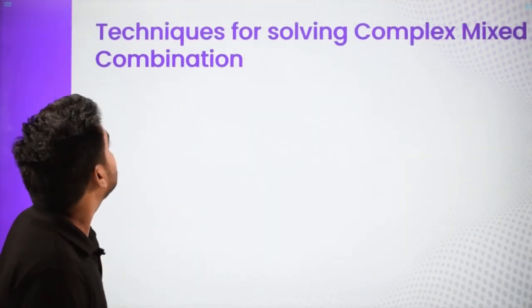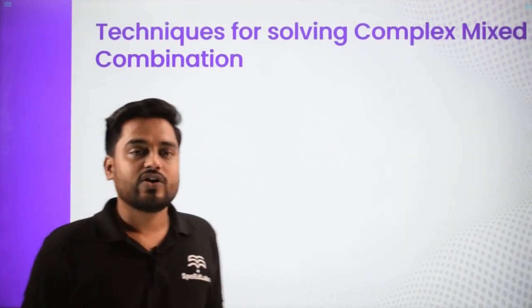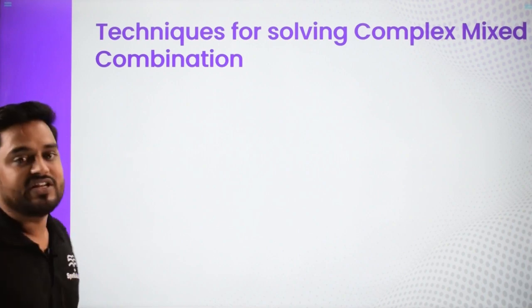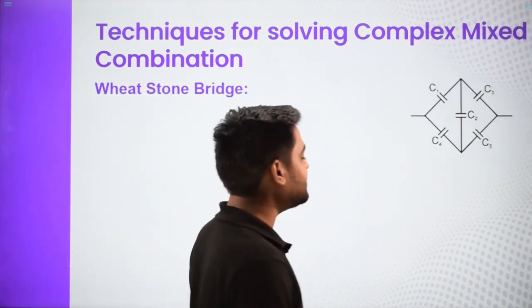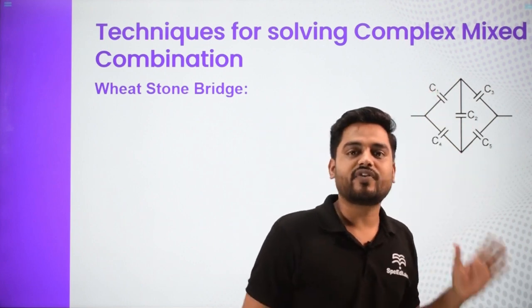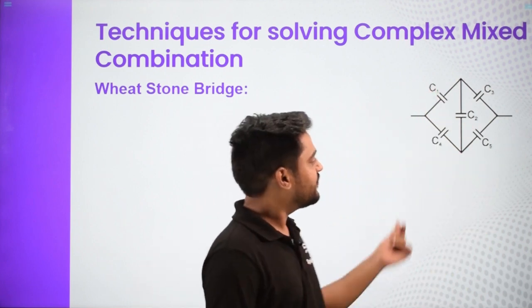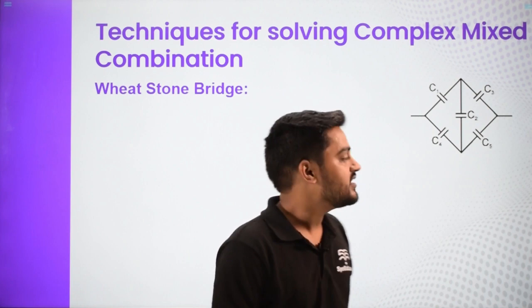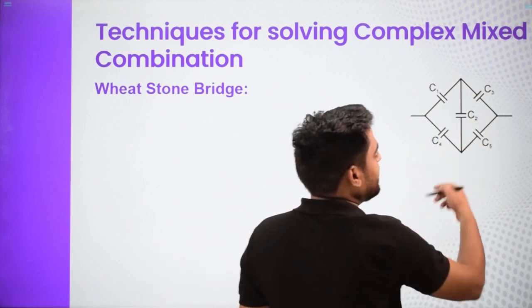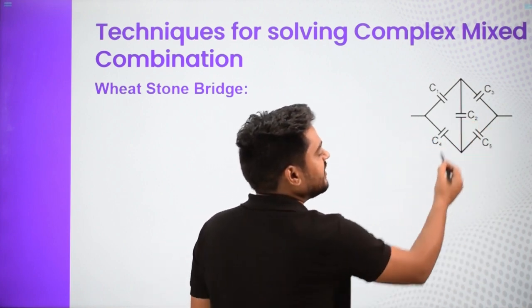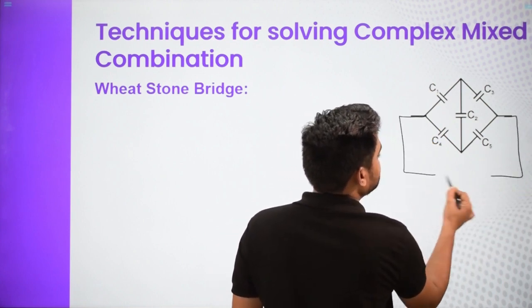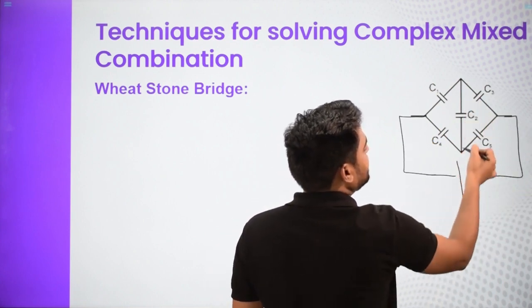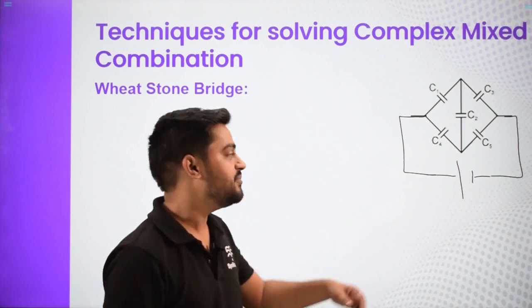Let us discuss techniques for solving complex mixed combinations. So first type is Wheatstone bridge. A Wheatstone bridge is basically when we have 5 capacitors and 4 of them are connected across the sides of a square or rectangle kind of thing, and then 2 of the diagonals of this rectangle are connected to the source, and the other capacitor is connected in between those.